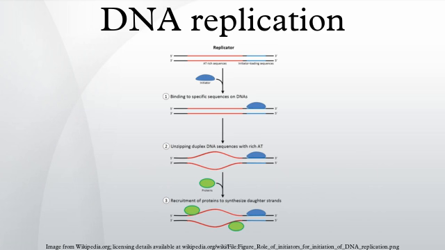Replication fork. The replication fork is a structure that forms within the nucleus during DNA replication. It is created by helicases, which break the hydrogen bonds holding the two DNA strands together. The resulting structure has two branching prongs, each one made up of a single strand of DNA. These two strands serve as the template for the leading and lagging strands, which will be created as DNA polymerase matches complementary nucleotides to the templates.